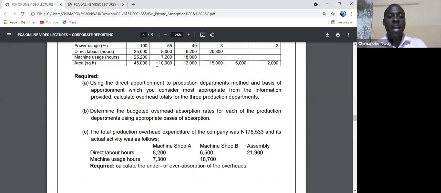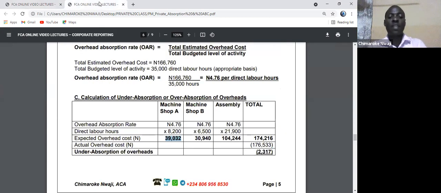Because if you go here and start using 8,000, 6,200, 20,800, this is the budgeted level of activity. Now you are using the actual level of activity. By the time I teach you variance analysis, you will understand why we are using the actual level of activity. Okay, so when you multiply, this is your expected cost for machine A, that for B, and this for C. When you add them up together, you have 174,216. It means this is the figure that you had in your pocket after doing your calculations.